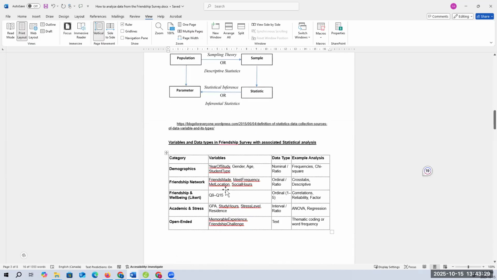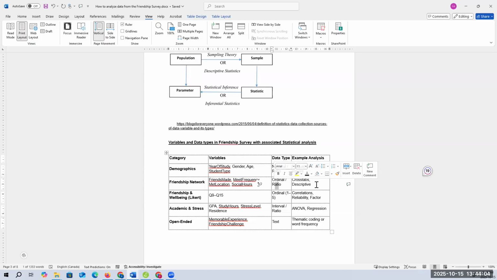So we can think about our variables, and each of these variables can be put into categories, right? The first 5 questions were about year of study, gender, age, student type. So that falls into the category of demographics. And then we have friendship network, friends made, meet frequency, met location, social hours. So this is ordinal ratio data. That falls into using crosstabs. We can look at frequencies. We could relate two variables based on their frequencies.